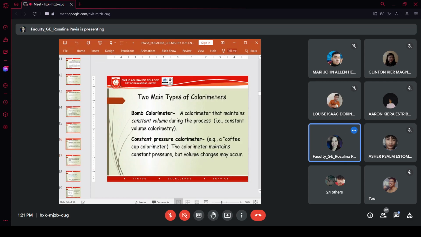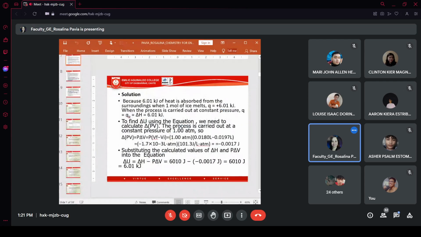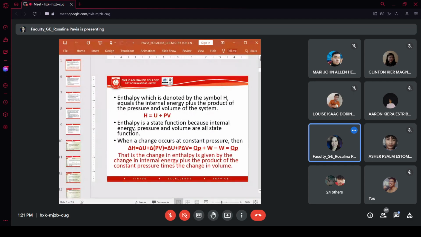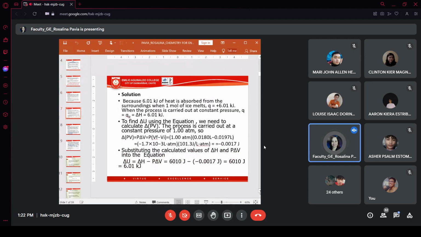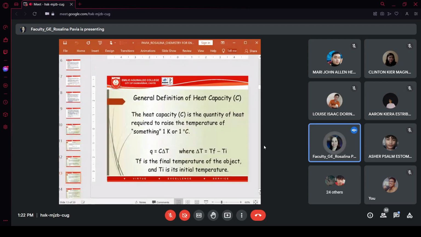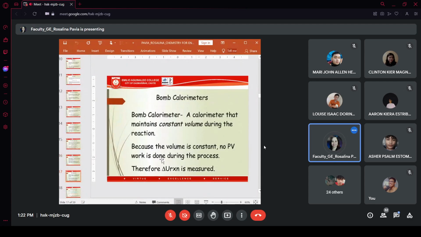Balikan natin yung formula. Parang sa delta H din. If this is 0, nakita nyo yung formula? Delta U plus delta PV is equal to Q. Diba? Remember, delta U is equal to Q plus W originally, di ba? Class, naalala nyo, delta U is equal to Q plus W. Balik tayo ulit. Therefore, kung W is 0, therefore, we can say that delta U is equal to Q.